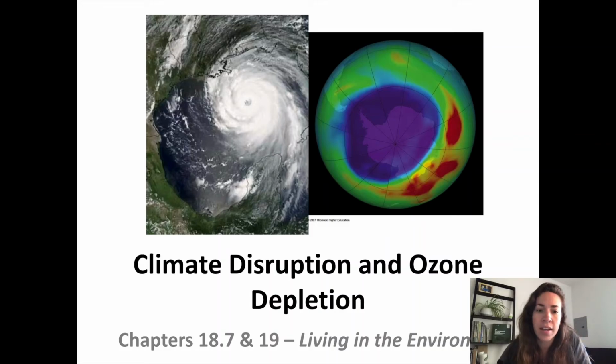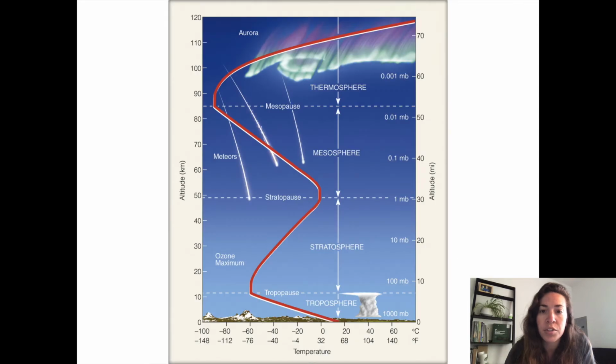Hi everybody, in this lecture we are going to be going over part of our global change unit that covers ozone depletion and also the climate crisis. You can find this information in section 18.7 on the ozone depletion and then chapter 19 on climate change from Living in the Environment. Just a reminder, when we talk about ozone, we're looking at stratospheric ozone in this case, not surface level or tropospheric ozone.